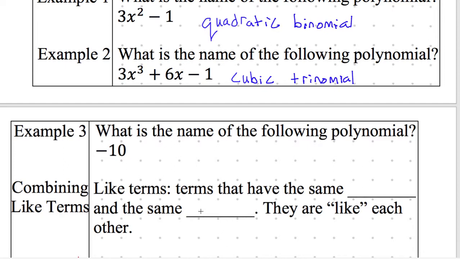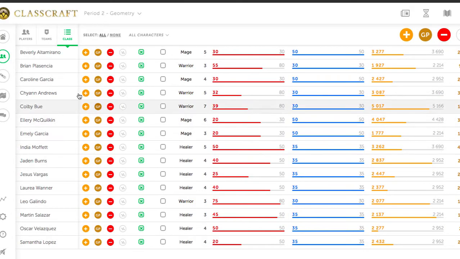What is it known as? I see 1 hand. I see 2 hands. I see 2.5. It was Cheyenne in her hair. 3 hands. Four hands. Ellery, go for it. It's a constant monomial. There it is. Thank you, Ellery. Constant monomial.